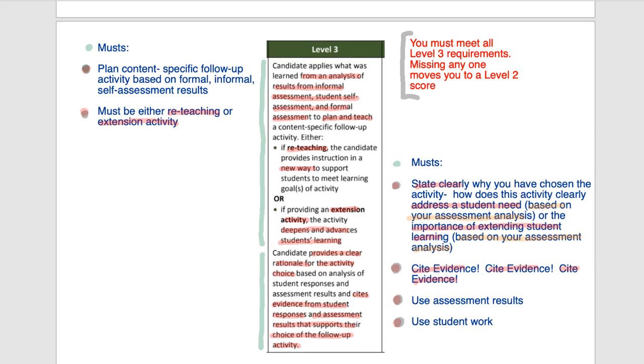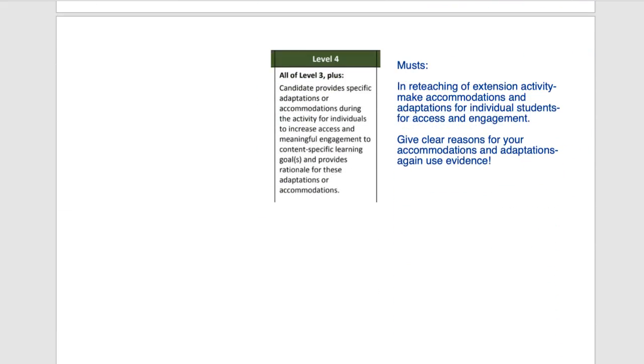Let's take it a step up and see what level 4 looks like. As you can see here, as in the past, level 3 asks so much. Level 4 just asks a bit more. So let's take a look at this together. Candidate provides specific adaptations or accommodations during the activity for individuals to increase access and meaningful engagement to content-specific learning goals. And here's the other piece. Whenever there's an "and," you need to make sure you do both. And provides rationale for these adaptations or accommodations.